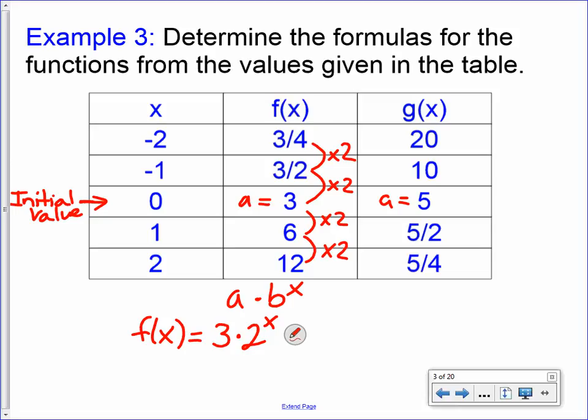All right, let's look at g of x. Again, let's try to figure out the pattern in our y values. We go from 20 to 10, from 10 to 5, from 5 to 5/2. So here, you're multiplying by 1/2.